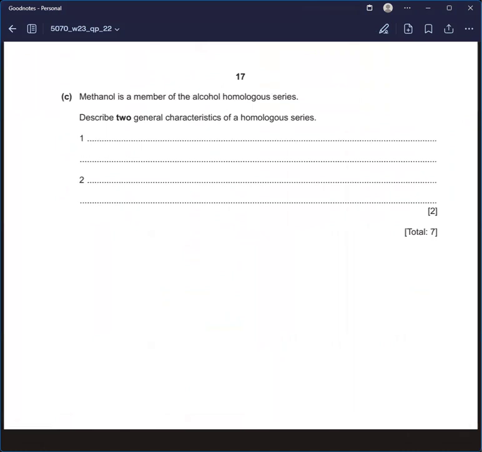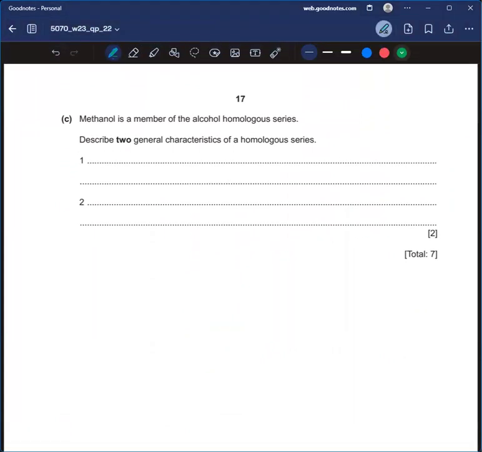Part C, methanol is a member of the alcohol homologous series. Describe two general characteristics of a homologous series. Firstly, I would write they have the same general formula. And then I would write they have the same functional group.